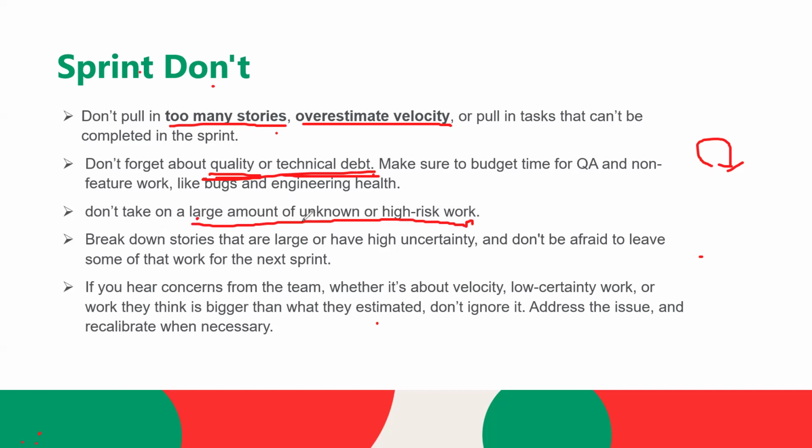Don't take large and unknown high-risk work. Let's say if you have one blocker, then you can connect with the related team, do regular follow-ups, and resolve it. But if you have three or four tasks and all have different blockers, you will not have that much capacity or bandwidth. So if you think there is a high-risk task, you should not take too many high-risk tasks.